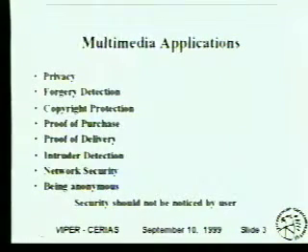Okay, if you look at multimedia applications, the types of things people are trying to talk about, and Gene certainly talked a lot about this at his last presentation, people are interested in things like privacy, forgery detection, and copy protection. You know, things like proof of delivery, proof of purchase, intruder detection, network security, and also being anonymous. And it's important that the security system you introduce should not be noticed by the user if possible. It'd be nice if the user wouldn't have to worry about this.